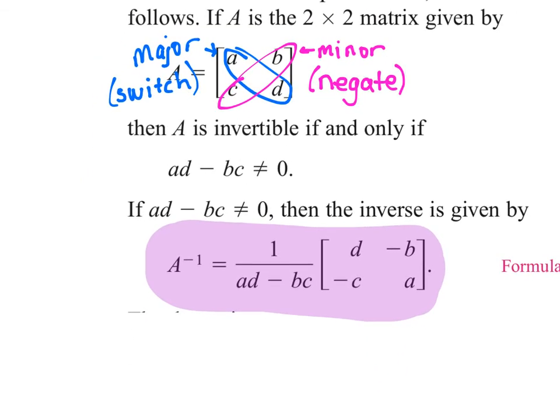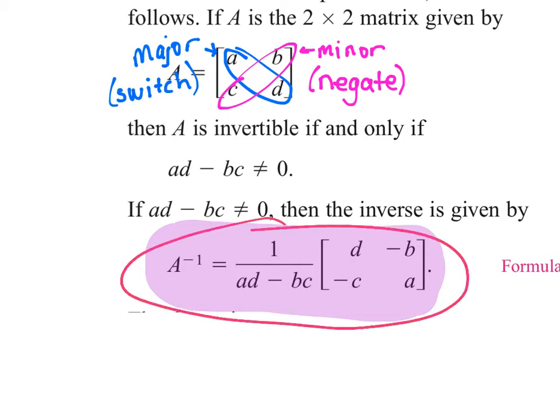To find your inverse, the way that you do that mathematically is to use this formula right here. You're going to put 1 over the determinant, which you figure out right here, and we're going to talk more about that tomorrow. Then you're going to do the switching like you see here. You take your major, multiply those numbers together, your minor, multiply those numbers together, and subtract. Does everybody see that?